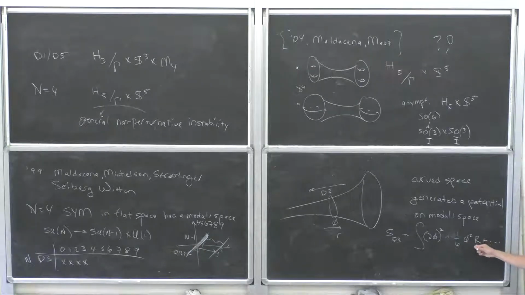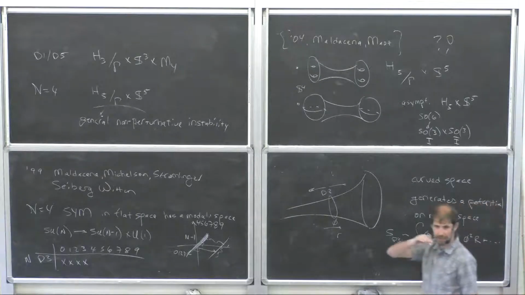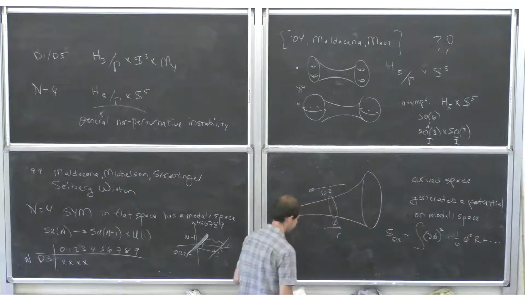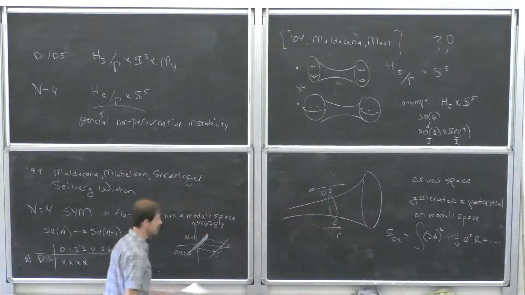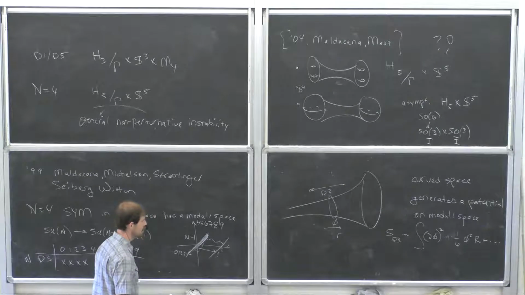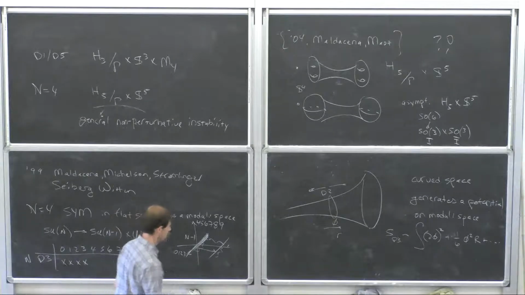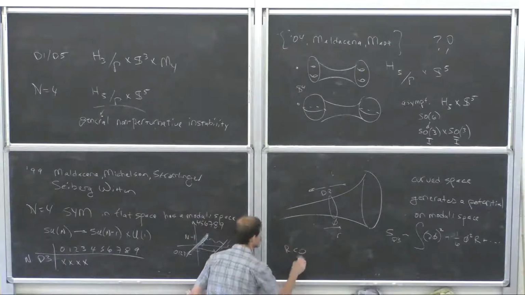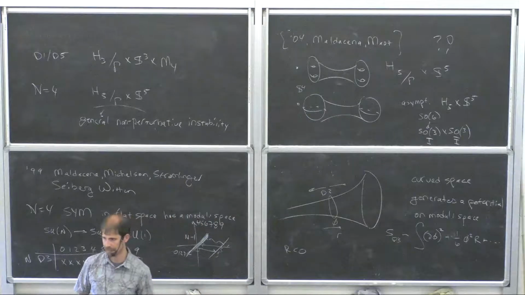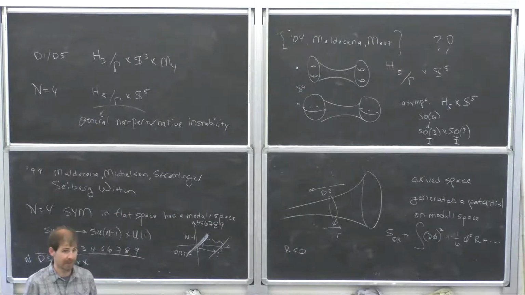If R is 0, you have a moduli space. There's no potential generated. If R is negative, well, now we have a problem. This is a runaway. So that's what happens. Now you might hope that when R is negative, there's some way of stabilizing the vacuum.